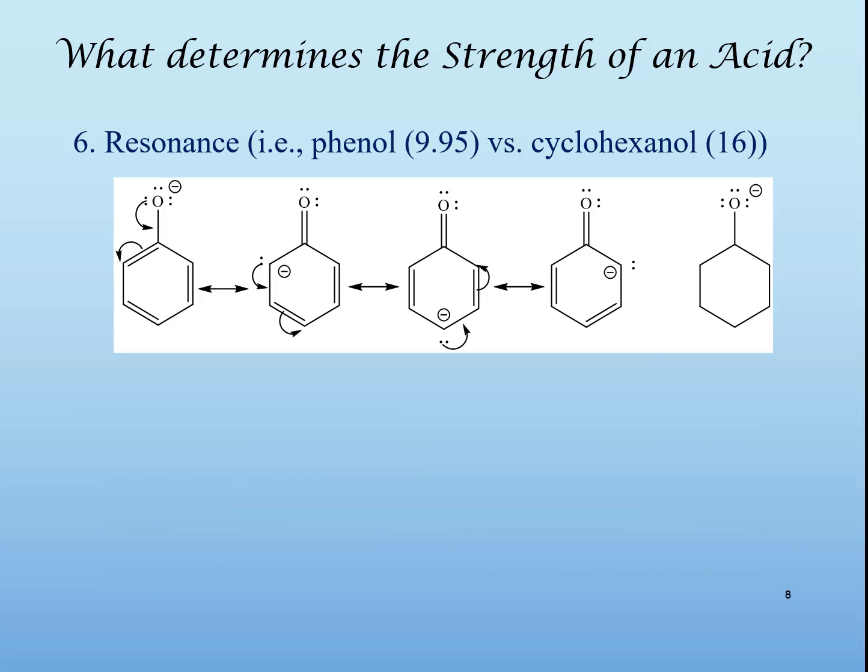The next factor is resonance. If you compare the pKa value of phenol and cyclohexanol, phenol is a significantly stronger acid than cyclohexanol. The main reason is that in the case of cyclohexanol, we have a localized negative charge on the oxygen atom. In the case of phenol, we have resonance to consider, which helps to stabilize the conjugate base. And as we're going to see later, the more resonance structures we have, the more stable is the conjugate base, and the more acidic the compound usually will be.